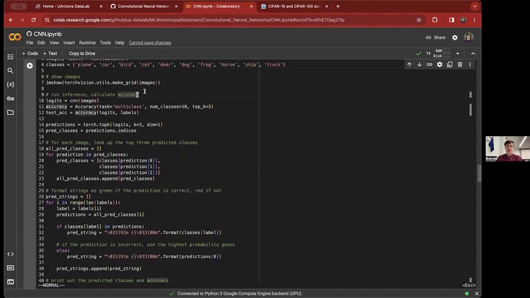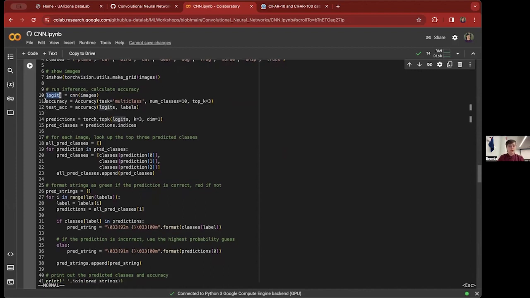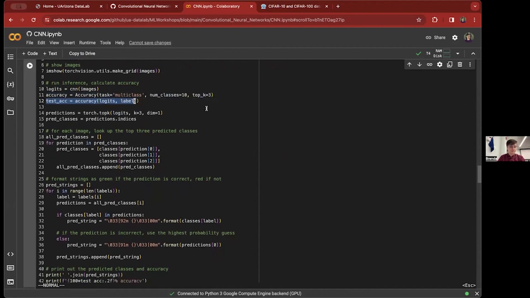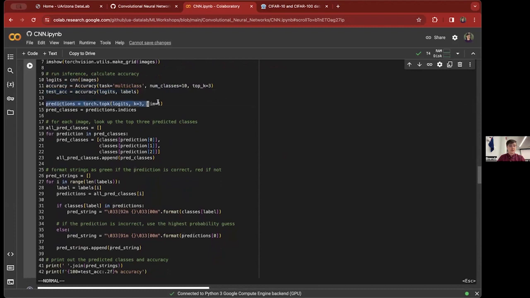More interesting though, we're going to actually run it through our model and see what it thinks the image is. So here to run inference, we have our trained CNN. We're getting the logits out of the end of it, which are basically the probabilities of what it thinks for each class. We are calculating the accuracy again using this accuracy module with our multi-class task, and saving it in this test accuracy variable. For the predictions, we're grabbing from our logits the top 3 of them.